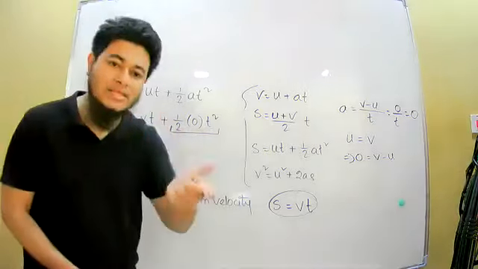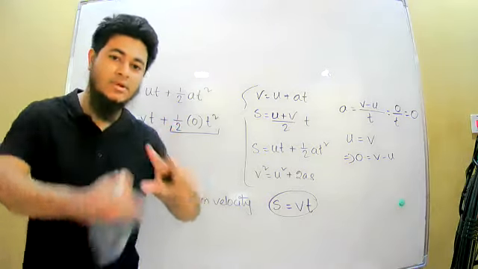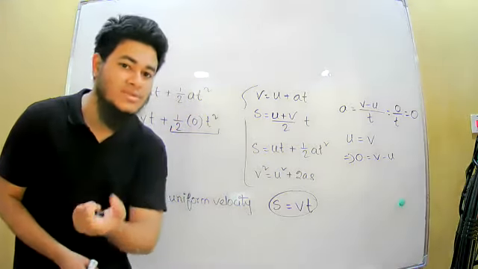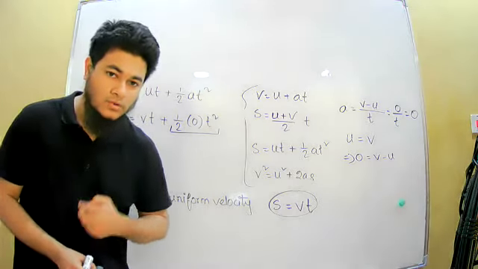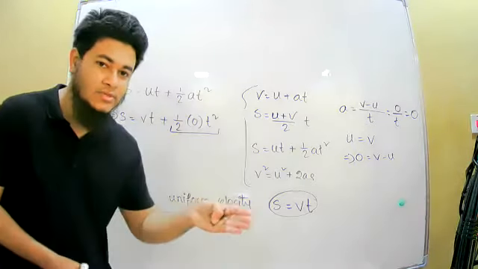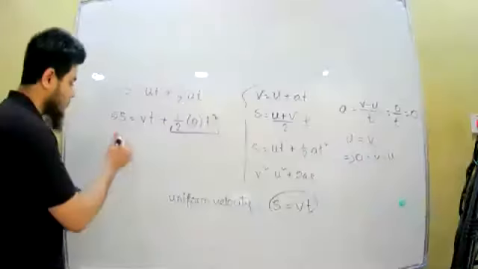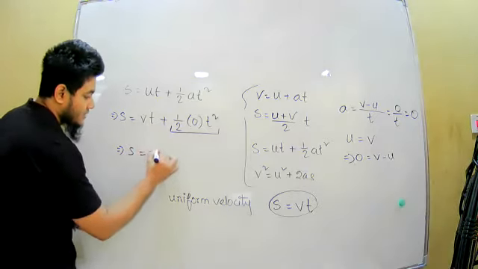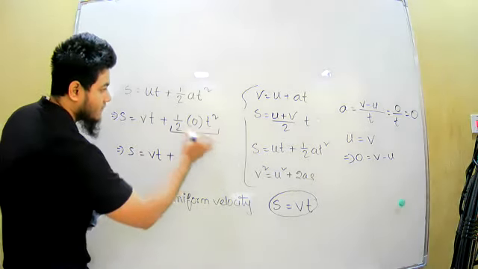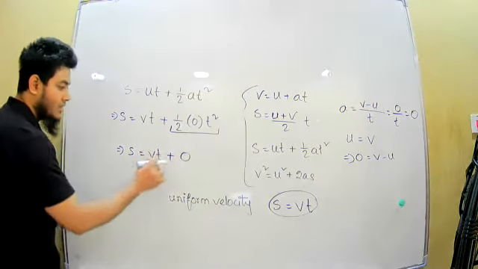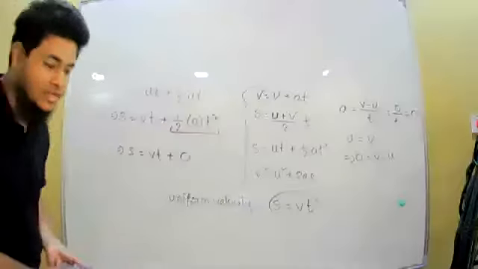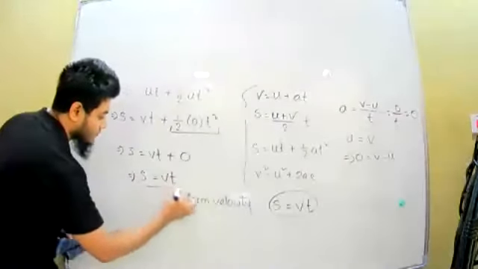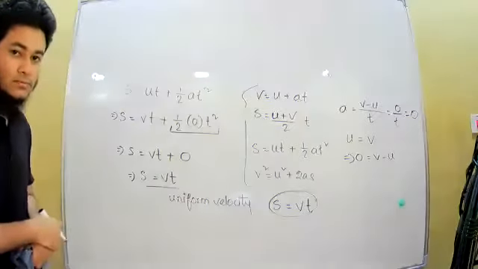Zero into anything you multiply, it doesn't matter how big the number is. 1 crore into zero is equal to zero. I hope you know that. Anything you multiply with zero will become zero. So in the next line, I can write vt plus everything will become zero. Anything plus zero doesn't change anything. So from this line, I can write s is equal to vt. Do you have any doubt now?